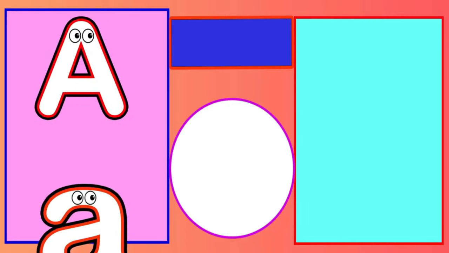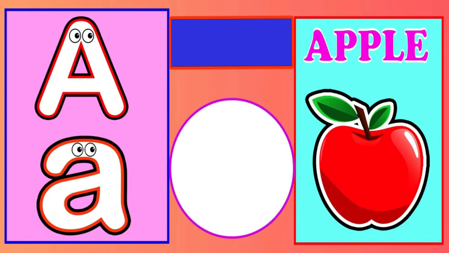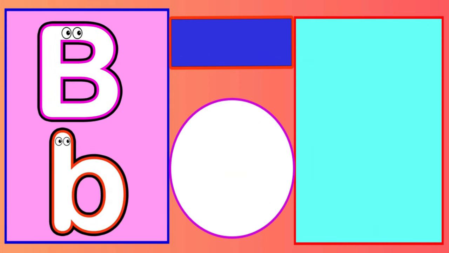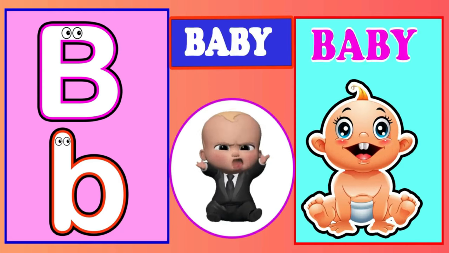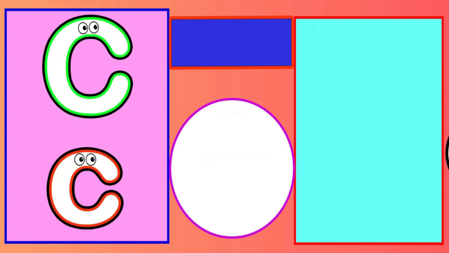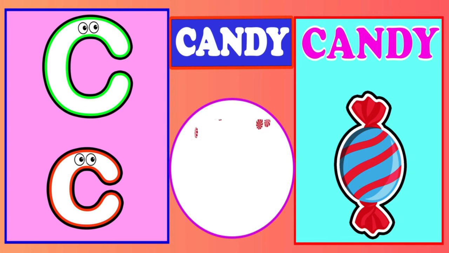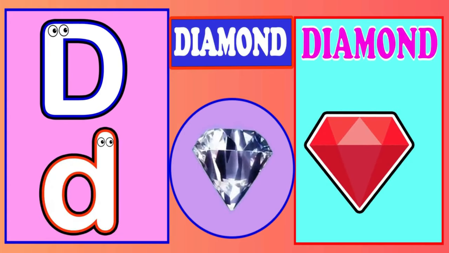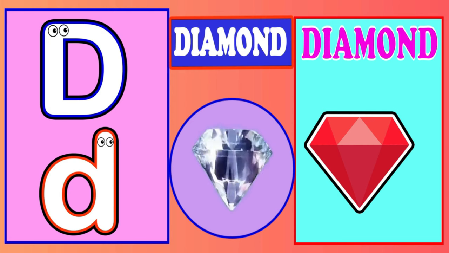A is for apple, a apple. B is for baby, b baby. C is for candy, k candy. D is for diamond, d diamond.